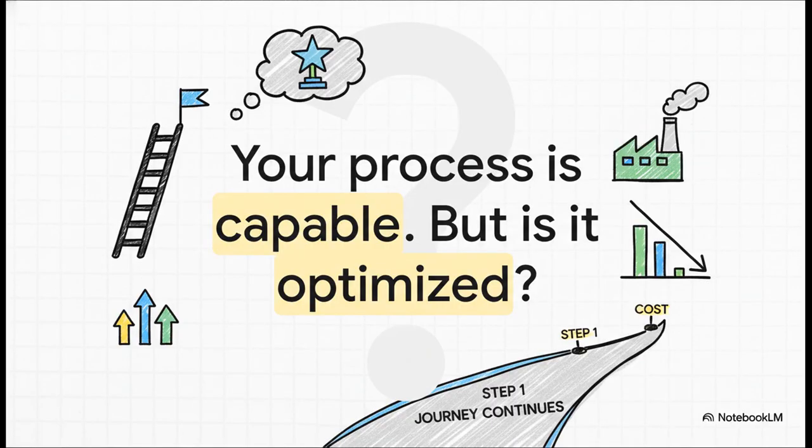And that really leads us to the final thought. Hitting a CPK of 1.33 is a fantastic achievement. It means your process is stable, it's capable. But in the world of continuous improvement, that's not the finish line. A CPK of 1.67 or even 2.0 means lower costs, better quality, and a much more resilient operation. So the real question isn't just, are we capable? The real question is, how much better can we be?